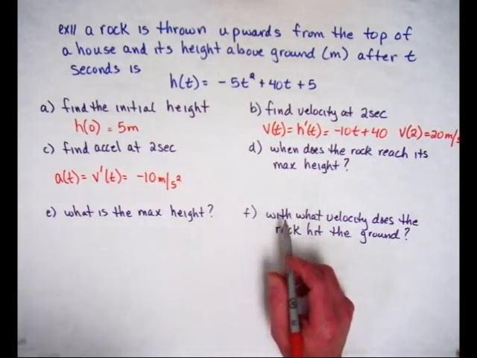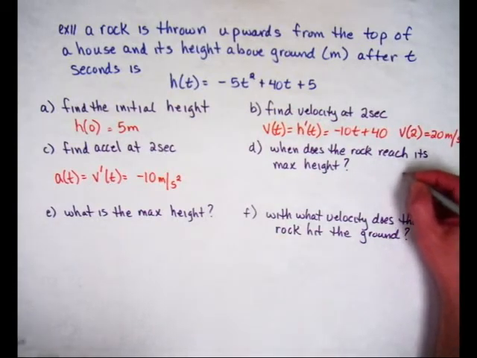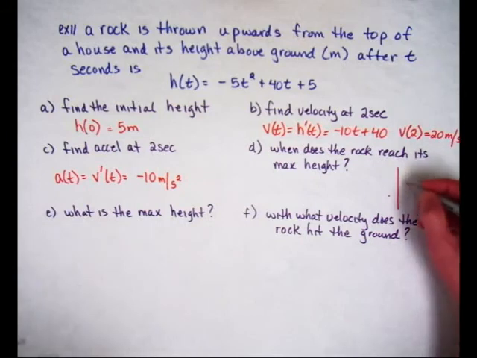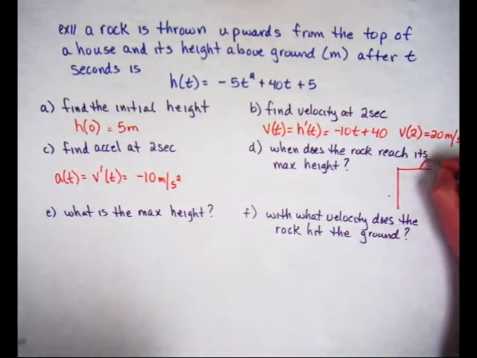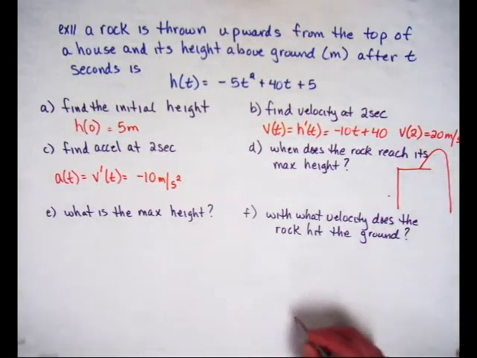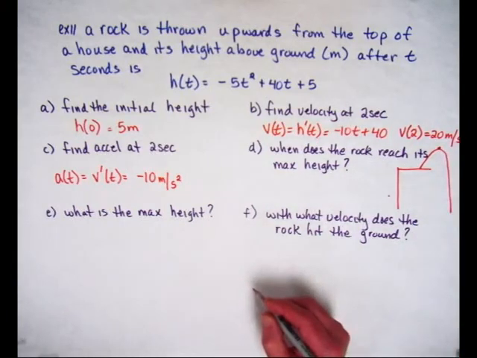When does the rock reach its maximum height? This is an interesting question to think about. So what are we actually trying to find here? If you imagine that an object is thrown off, this is the building here. If the object is thrown off the building, it's going to go up like this and then come back down and hit the ground. So when it reaches its maximum height, you have to ask yourself, what do we know about the rock at that point?